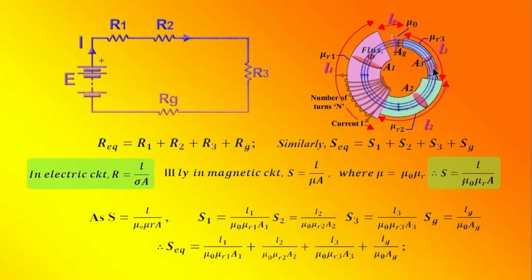Therefore, the total reluctance S equivalent is equal to the reluctance of this path plus this path plus this path plus this path, that is L1 by mu 0 mu R1 A1 plus L2 by mu 0 mu R2 A2 plus L3 by mu 0 mu R3 A3 plus Lg divided by mu 0 Ag. Next we will see how to calculate the magnetomotive force, MMF, of that circuit.